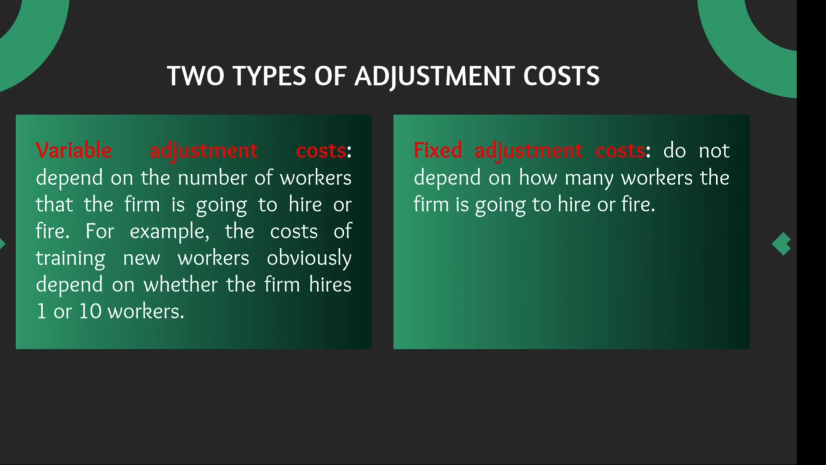Moreover, there are two types of adjustment cost: the variable adjustment cost and the fixed adjustment cost. Variable adjustment costs depend on the number of workers that the firm is going to hire or fire. For example, the cost of training new workers obviously depends on whether the firm hires 1 or 10 workers. In contrast, fixed adjustment costs do not depend on how many workers the firm is going to hire or fire. Some expenses incurred in running a personnel office are independent of the number of job applicants or the number of pink slips that the office might be processing.